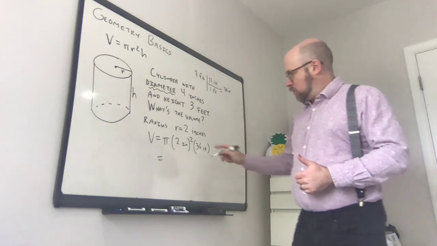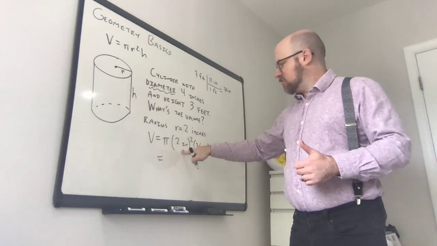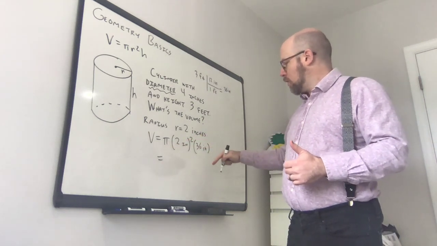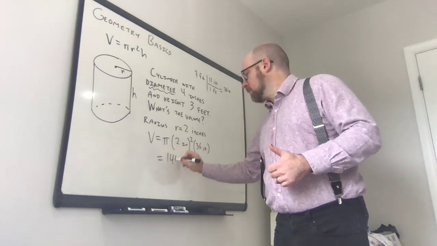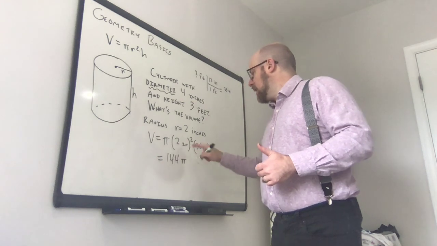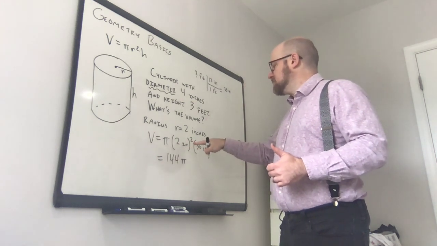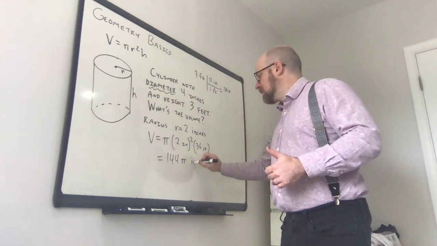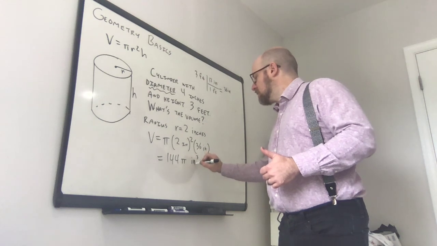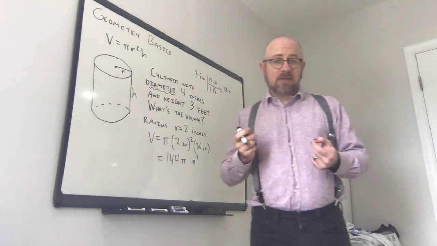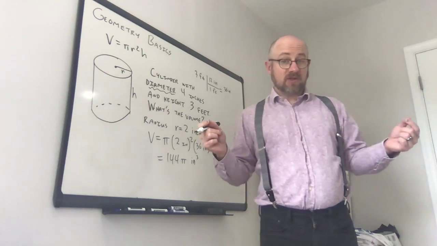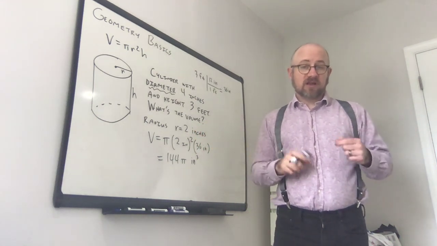And then we can do pi times 2 squared, which is 4, times 36, which is 144, times pi. And our units here, inches, inches, inches, gives us cubic inches. Okay? So make sure everything's in the same units before you put them in the formula, or otherwise you're going to get yourself into trouble.